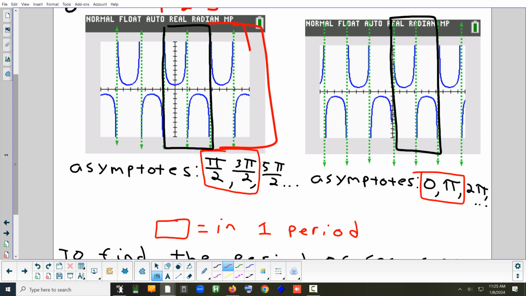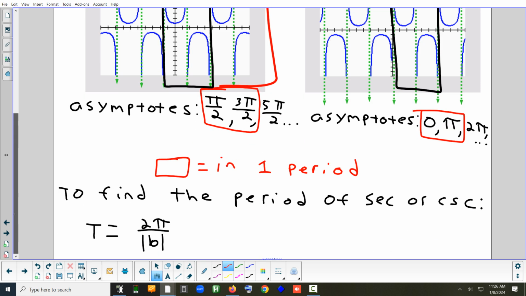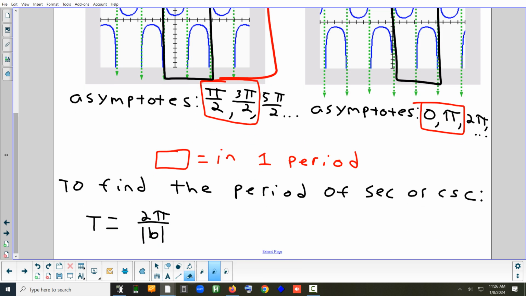What was the period we said for sine and cosine? The regular standard period? Yep, 2 pi. That's also the same formula to calculate the period. So you always use 2 pi over b to find the period, unless it's tangent or cotangent, then you use pi over b.